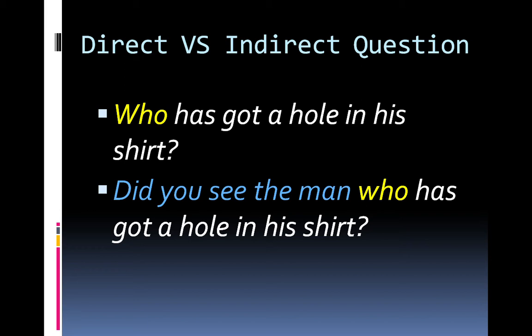The question in the sentence is in the blue part. Did you see the man? That's the question. Who has got a hole in his shirt is only adding more information about the man. It has been used to identify the man. So, who is not an interrogative pronoun in this sentence because it's not asking a direct question.